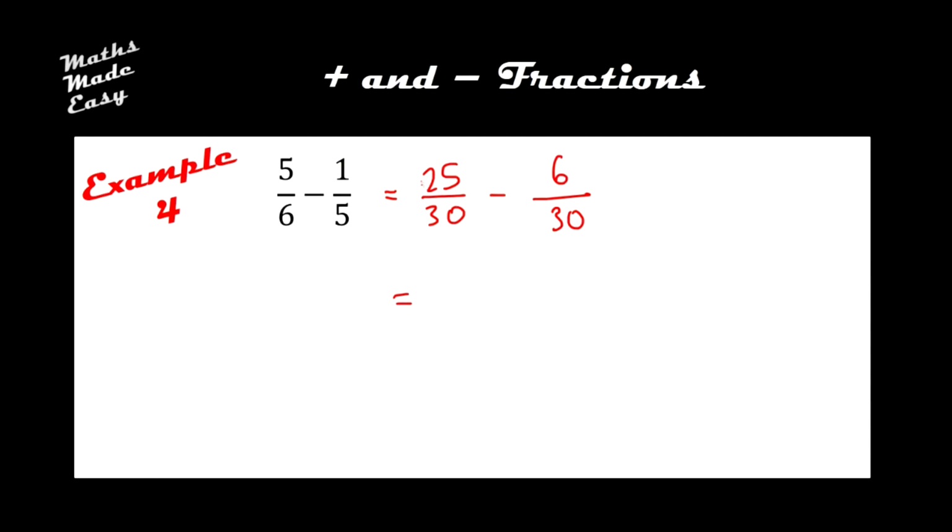Now the only difference is at this stage we used to add, because there was an add in the middle, but this time it's take away. 25 take away 6 is 19, and we still keep that denominator the same as 30. So this one would come out as 19 out of 30.